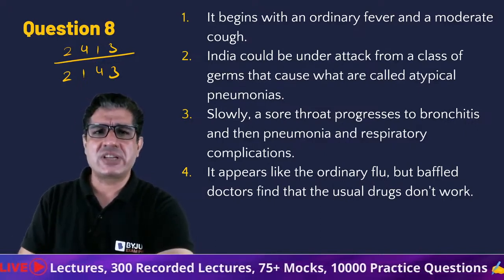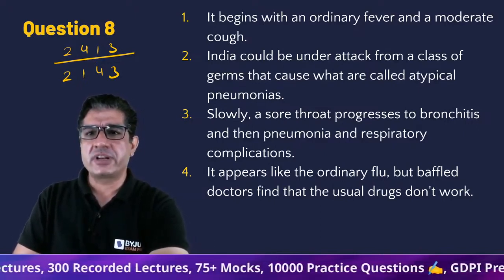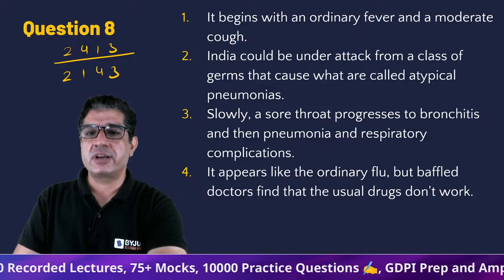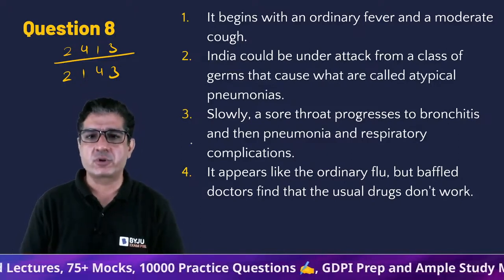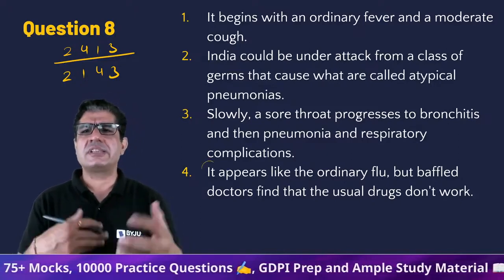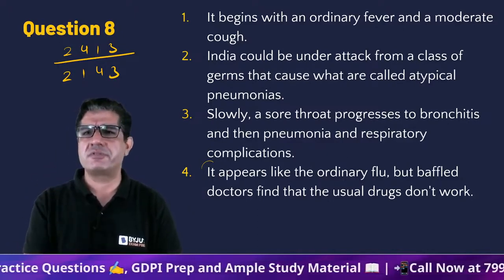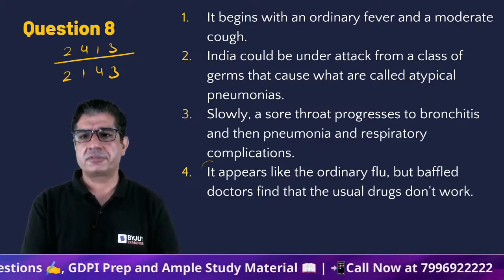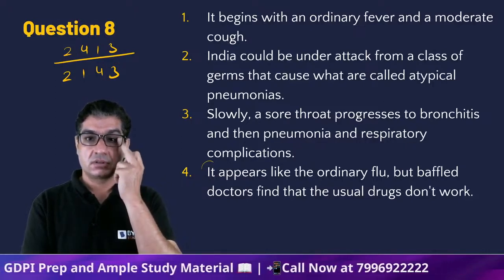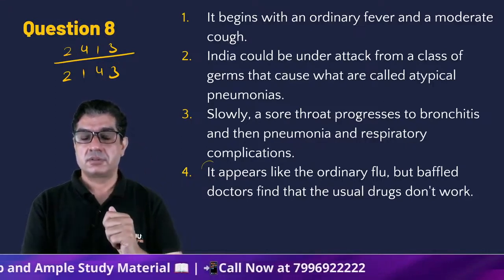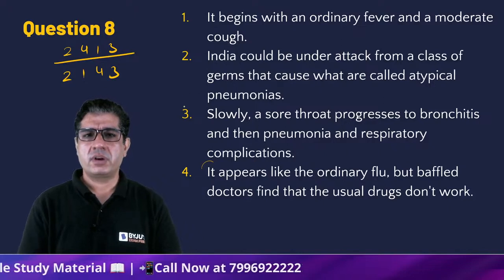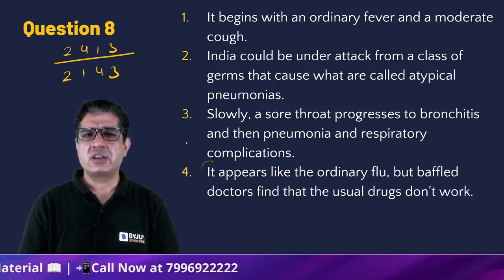So now let us check. So 2, 4, 1, 3 could be under attack, atypical pneumonias. It appears like the ordinary flu. So basically it can talk about that attack but baffles doctors. Okay, it begins with an ordinary fever and a moderate cough. Now, I think 2, 4, 1, 3 still makes sense.